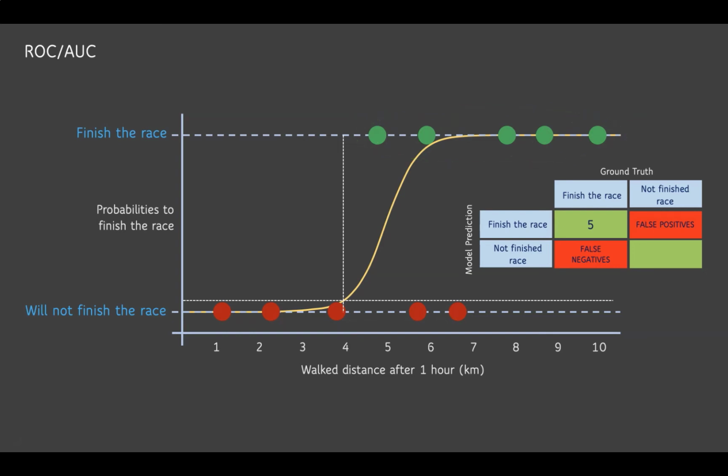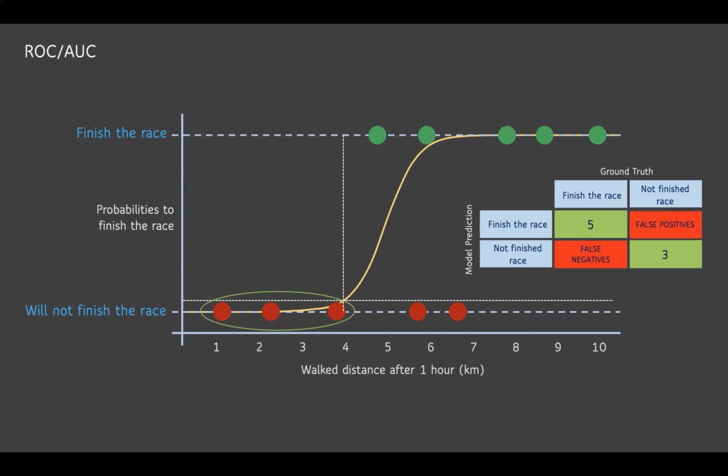Now, let's go and have a look at our true negatives. Of all negatives, we have 5 of them. 3 of them are to the left of our cutoff line. So those 3 are true negatives. They actually did not finish the race and were predicted correctly. We put 3 in our confusion matrix.